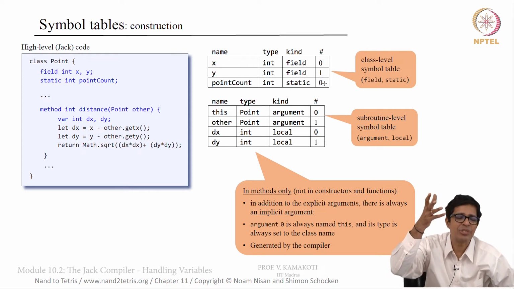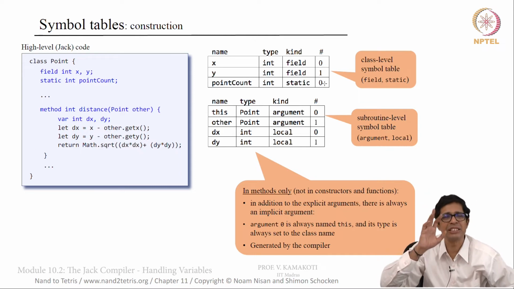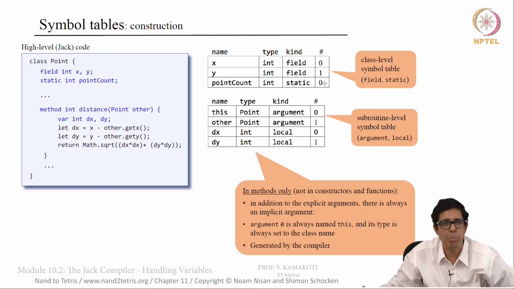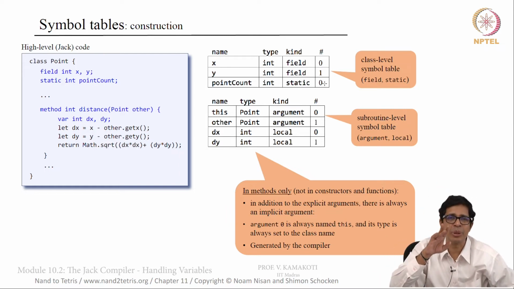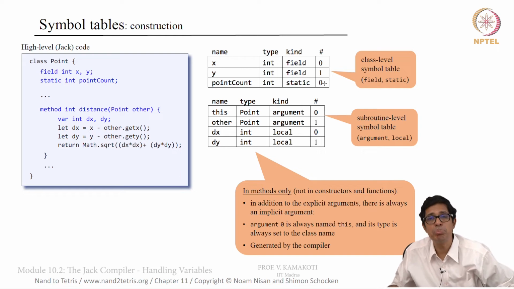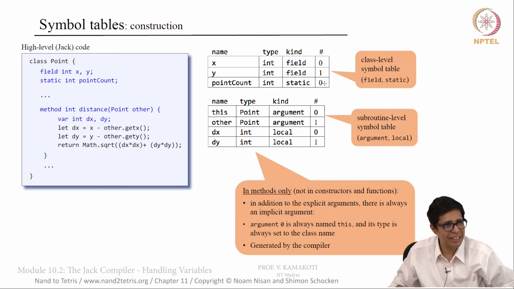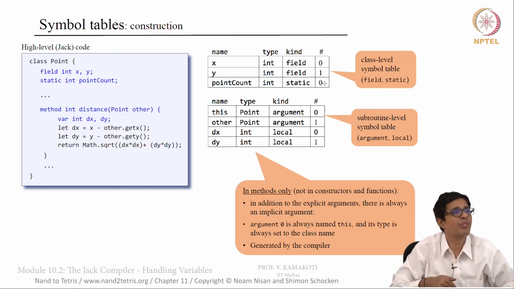Say there are 2 classes called bat and ball. The bat has 3 static variables that will be allocated 0, 1, 2. When I am compiling ball, when I find another static variable, then I should allocate 3 for it.